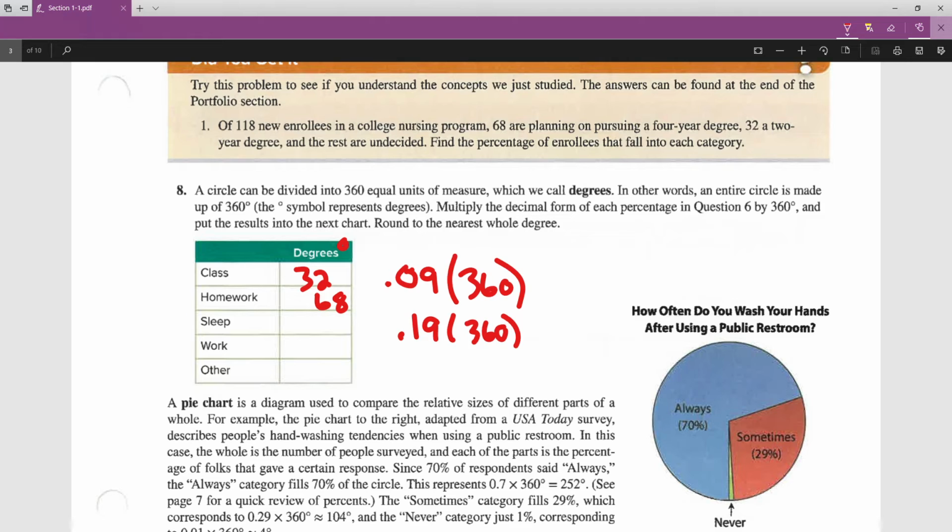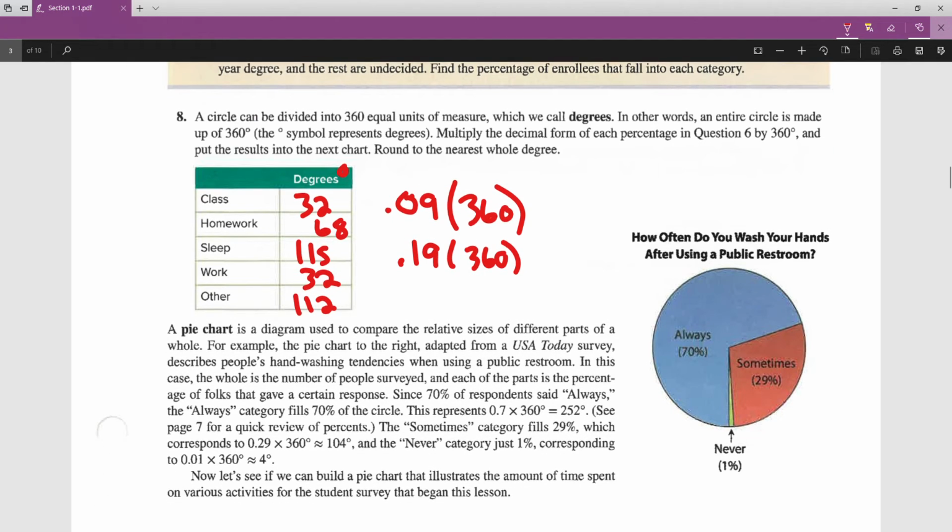Sleep was 32%. 32% of 360 is about 115 degrees. Work should be 32 degrees. Work and class are the same. And other is 112 degrees. If I add all those up, they should total 360, the total number of degrees in a circle. If it's a little bit off, that's okay, because rounding makes that happen sometimes.